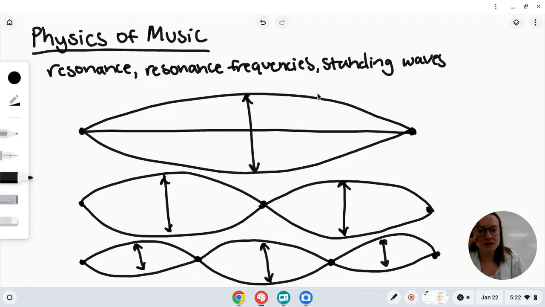In fact, when you pluck a string, it actually plays not just one of these, but multiple of these. We'll explain that more in a second, but first, we're going to do some work labeling these different types of resonance frequencies, which create different types of standing waves.